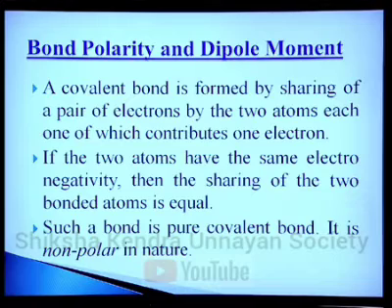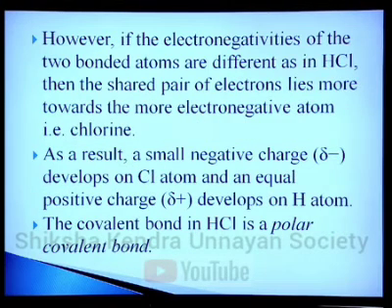Such a bond is pure covalent and it is non-polar in nature. So, H2 molecule forms a bond which is non-polar in nature. However, if the electronegativity of the two bonded atoms are different, as in hydrochloric acid, HCl, then the shared pair of electrons lies more towards the more electronegative atom, that is chlorine. As a result, a small negative charge delta minus develops on the Cl atom and an equal positive charge develops on the hydrogen atom. The covalent bond in hydrochloric acid is a polar covalent bond.